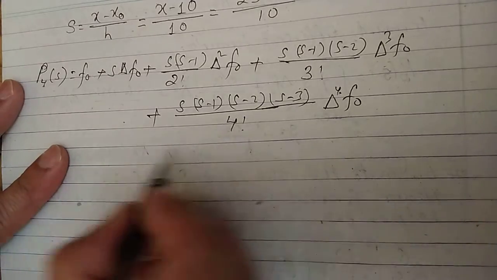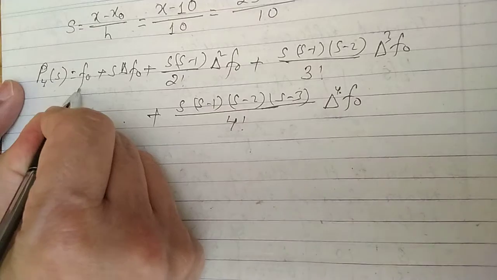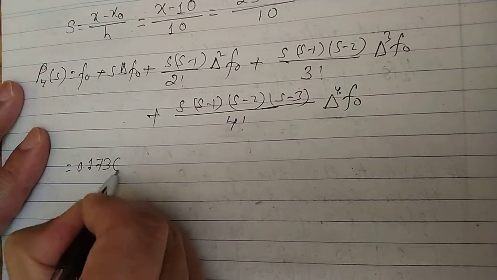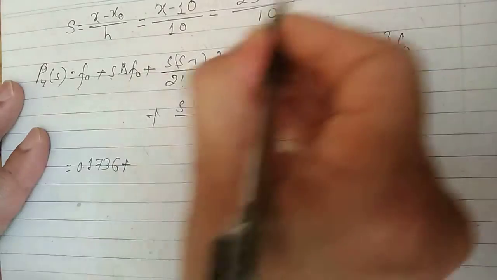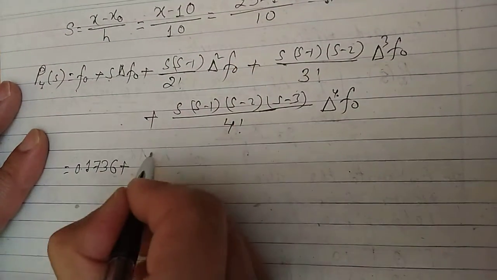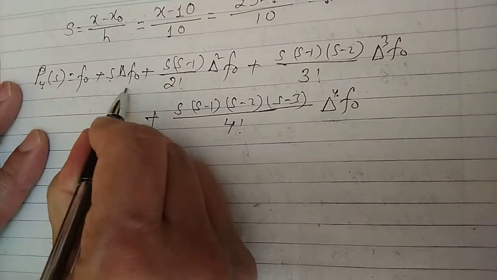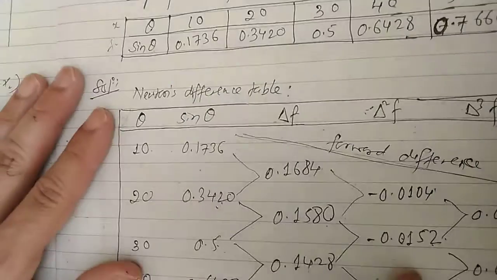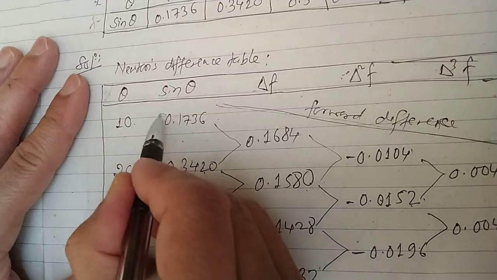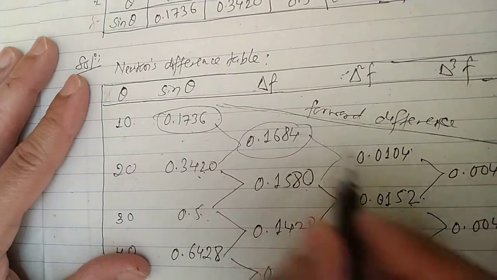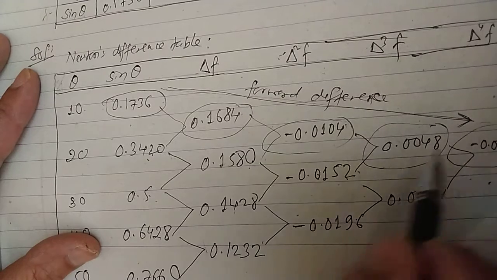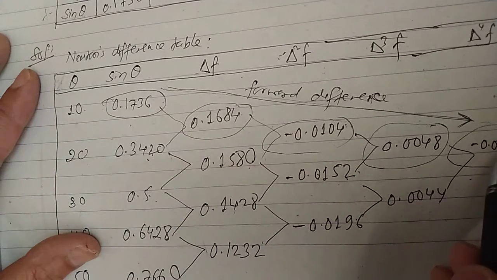Now let us keep the value. f0 means the first functional value, that is 0.1736, plus, as we have calculated, 1.5 into delta f0. So what is delta f0? These values will be taken. This is f0, delta f0, delta square f0, delta cube f0, and delta power 4 f0 in forward difference.